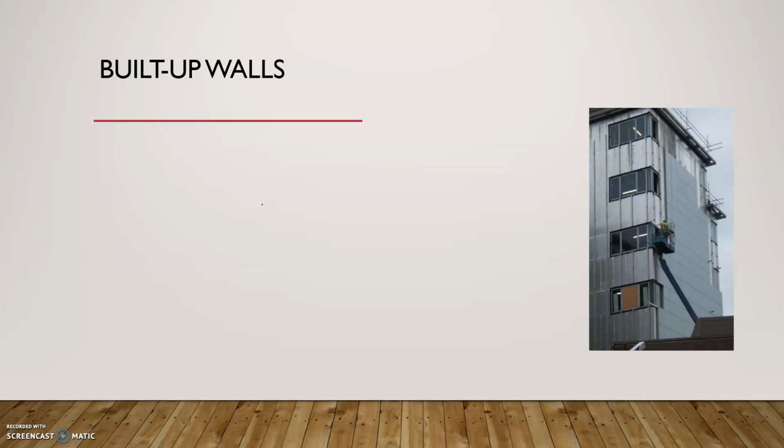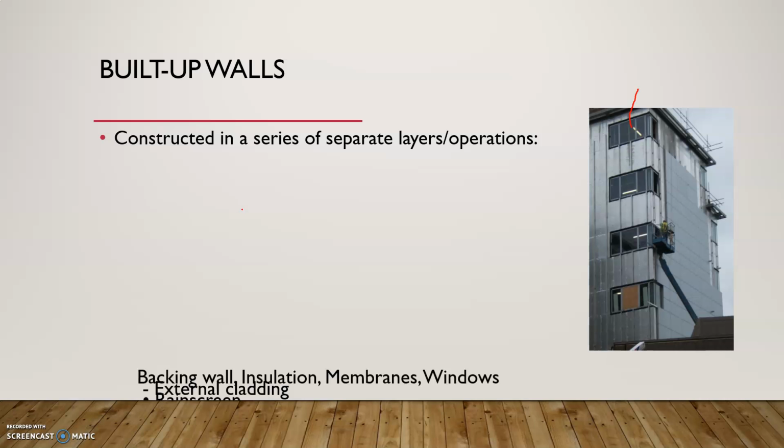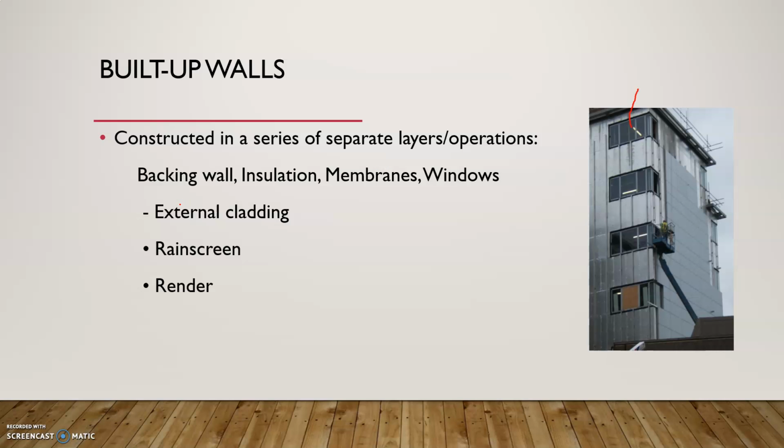So built-up walls. You can see here is a picture of built-up walls. You can see the windows here, and then you can see the Rainscreen cladding. Basically, built-up walls are constructed in a series of separate layers or operations. With these layers, we can have backing wall, insulation, membranes, windows, and then the external cladding. With the external cladding, we've got different options like Rainscreen and render.